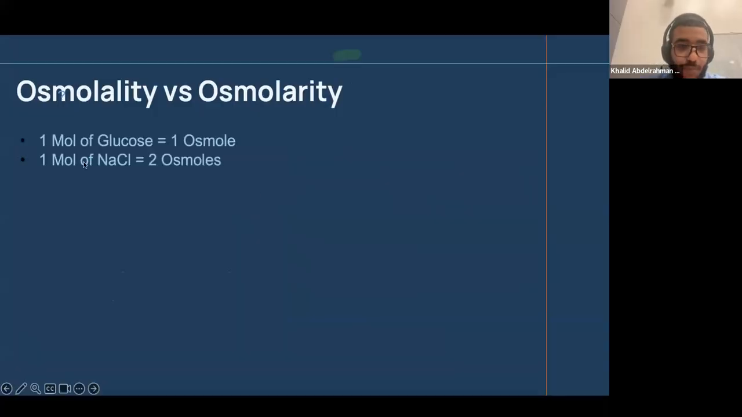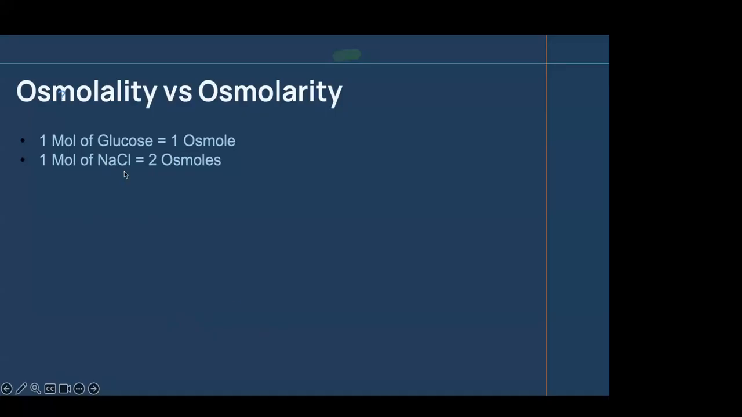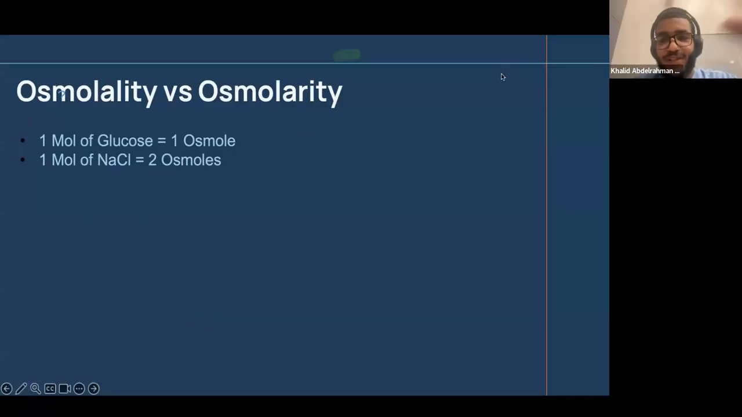Now, mole, you see mole over here. This is a measure of osmolality. And osmol is a measure of osmolarity, okay? So this is a measure of the size, and this is a measure of the number. So 1 mole of glucose equals 1 osmol of glucose, but 1 mole of NaCl equals 2 osmols. So why do you think that is? NaCl dissociates into Na plus and Cl minus, so we have two osmotically active species. Excellent. Did everyone understand that point?